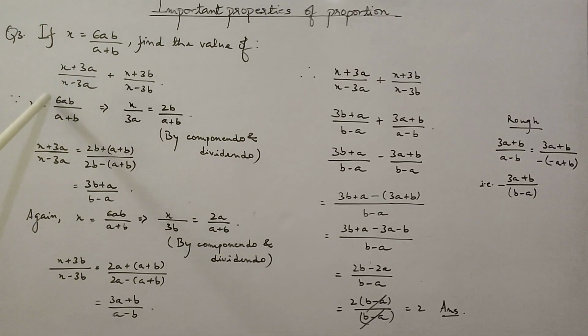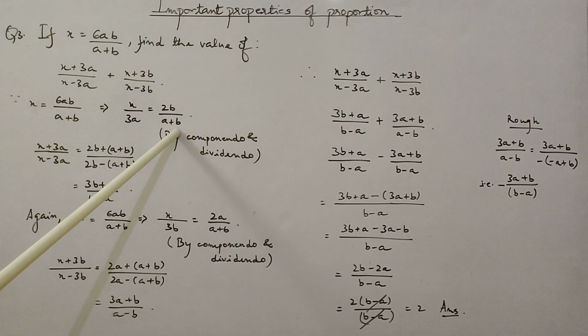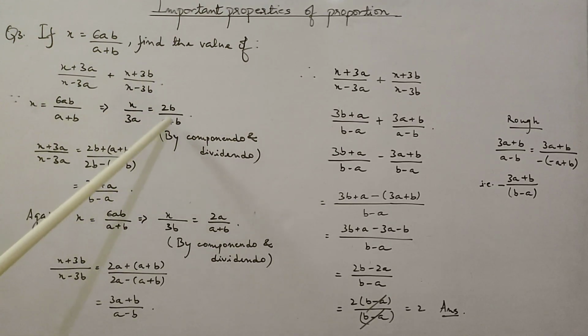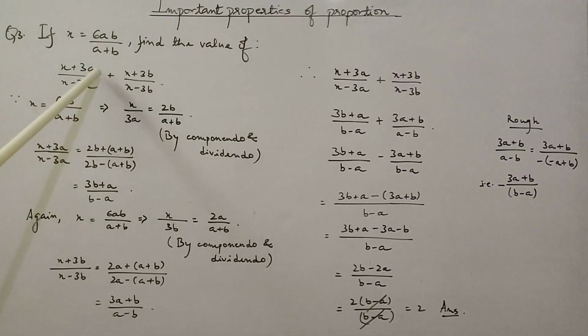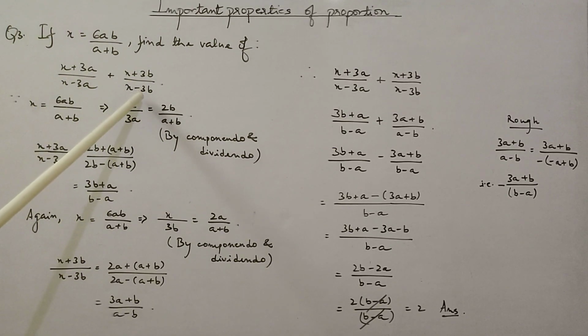So I have split this term into two parts, one as 3a and the other as 2b. One part I have brought to the other side by cross multiplying. So we have got this equation x upon 3a is equal to 2b upon a plus b. Now why have I done this? Because I have to first find the value of this fraction, then of this fraction, and then add the two values to find the answer for this entire expression.